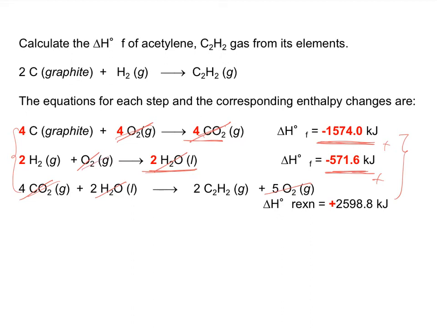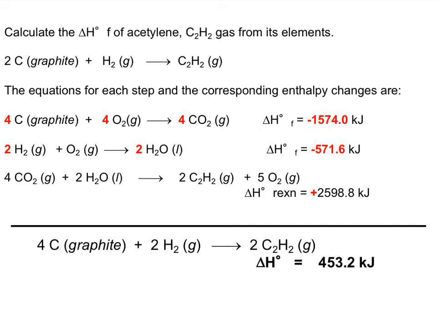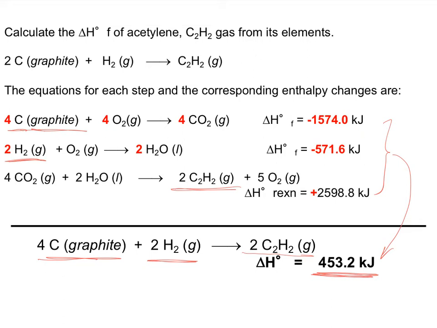Okay, right here, water. Okay, 4 carbon as graphite come from here, 2 hydrogen molecules come from here, and 2 acetylene molecules come from here. And the sum of these 3 enthalpy gives us the enthalpy of these given reactions, 453.2 kilojoule, positive. So therefore, this reaction is endothermic.